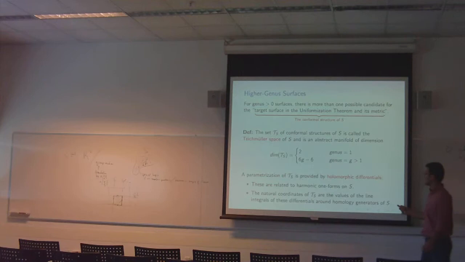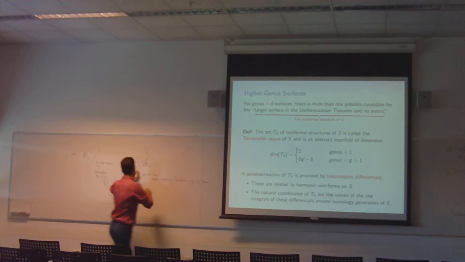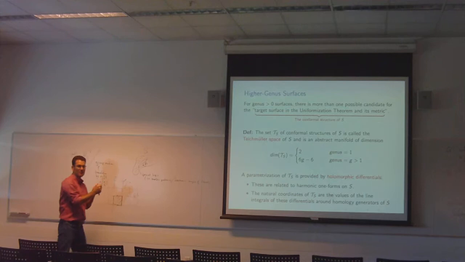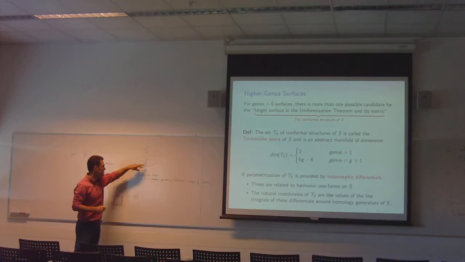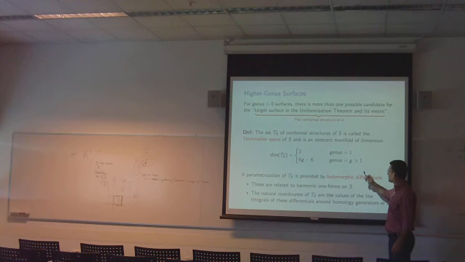So the dimension of Teichmuller space, which is the space of possible candidates in this uniformization theorem, for a genus 1 surface is 2, and the dimension, I think I pointed out already here, it's the lengths of these curves. You parameterize all possible conformal targets, target metrics of spaces by the lengths of these special generators. And for higher genus surfaces, it's 6g minus 6, where g is the genus. So for a genus two surface, which is a double torus, you would get a six dimensional space.